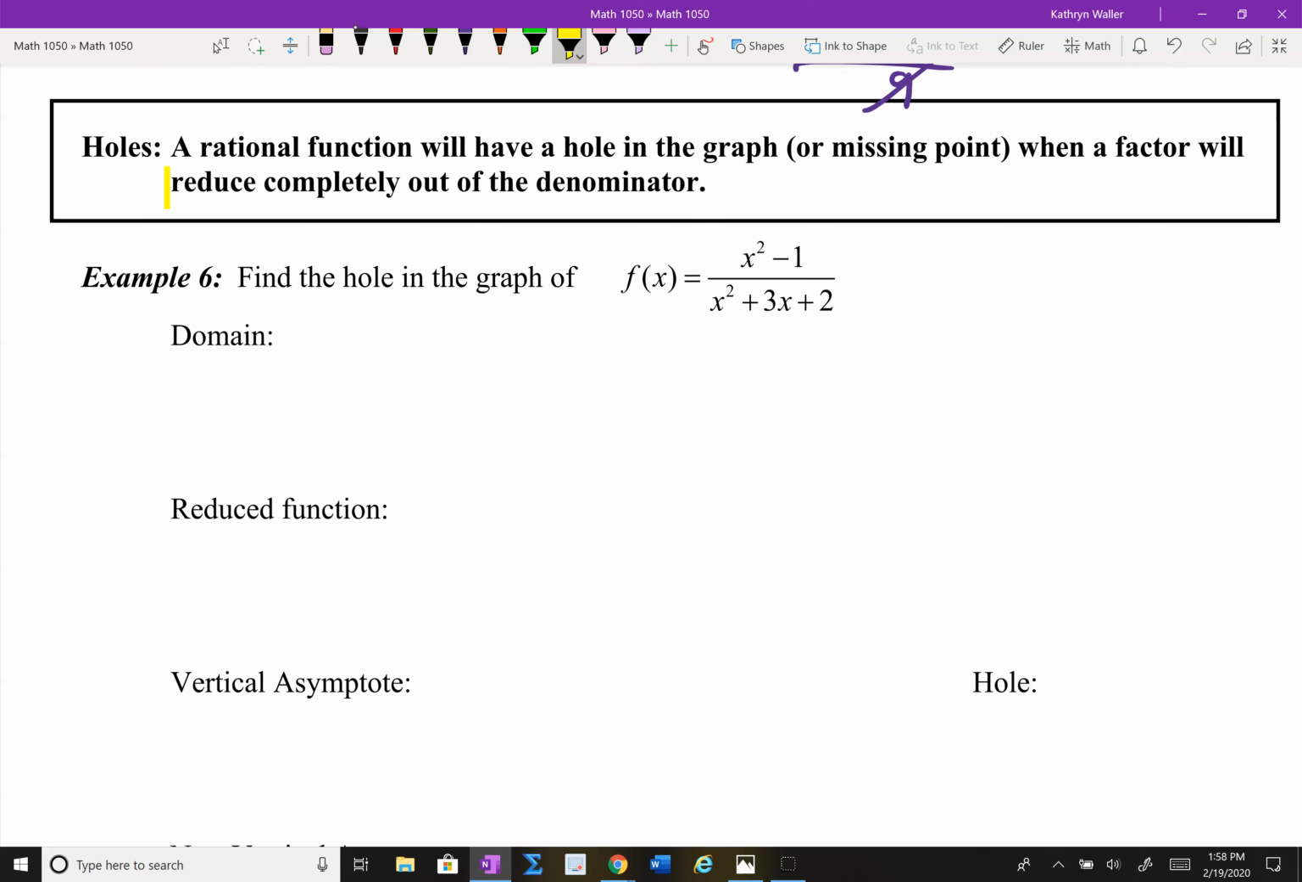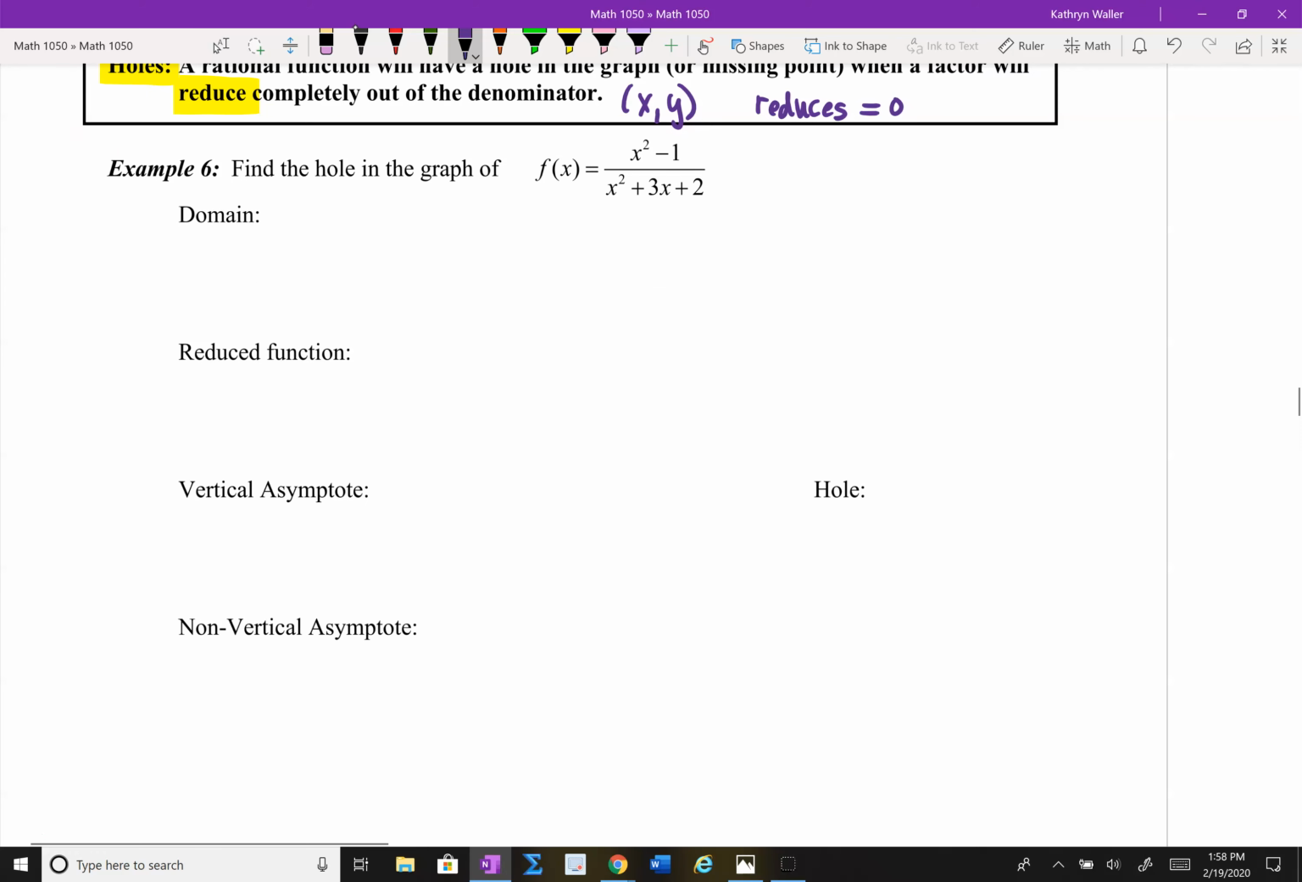The only time you're going to have a hole is if something reduces. That's the only time you're ever going to have a hole. The hole is going to be written as x comma y. And the way that you find it is you take what reduces and you set it equal to 0. And that's the x coordinate of your hole. Okay, let's go ahead and do this. Find the hole. But there's way more things that we're finding besides the hole. So answer the following questions. Okay, we haven't done this yet. Step number 1 is always to factor. Always.